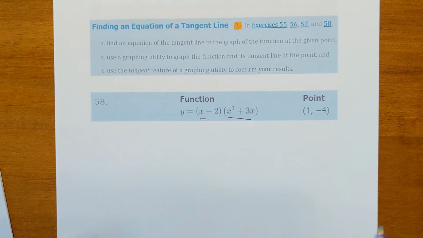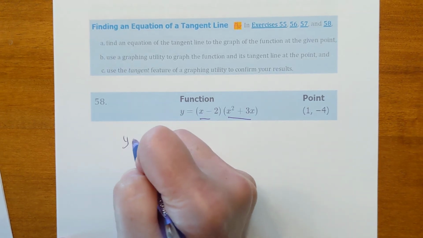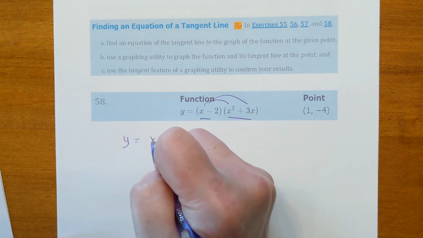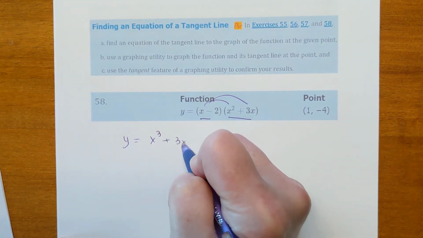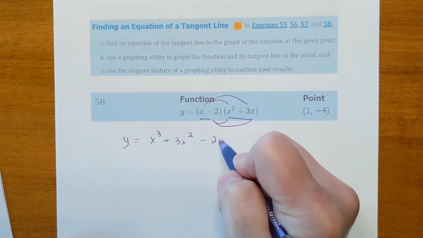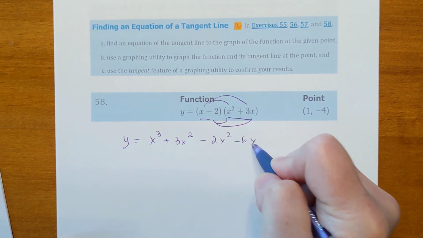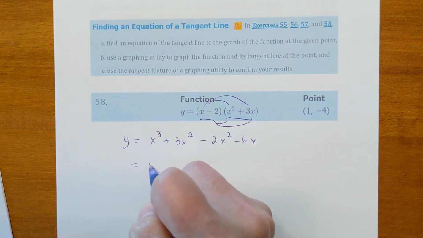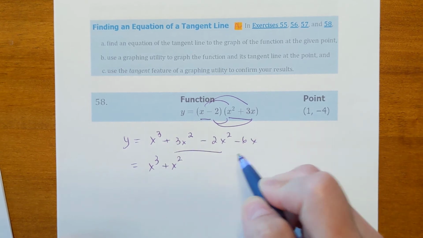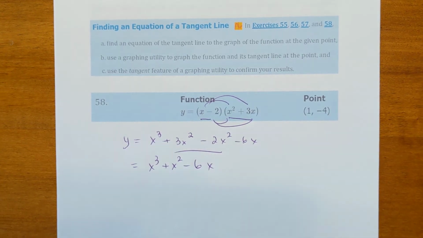So FOILing it out here, y is equal to x to the third plus 3x squared, and then minus 2 times both, so minus 2x squared minus 6x, and I'm going to clean it up. So I got x to the third plus x squared, and then minus 6x.